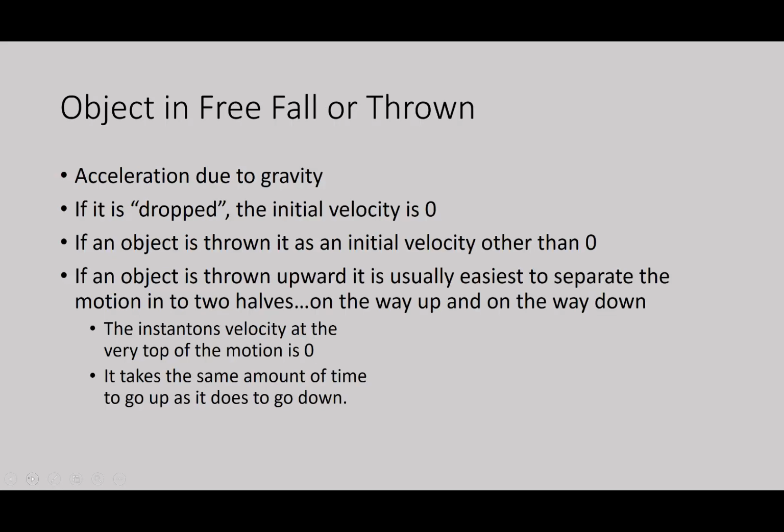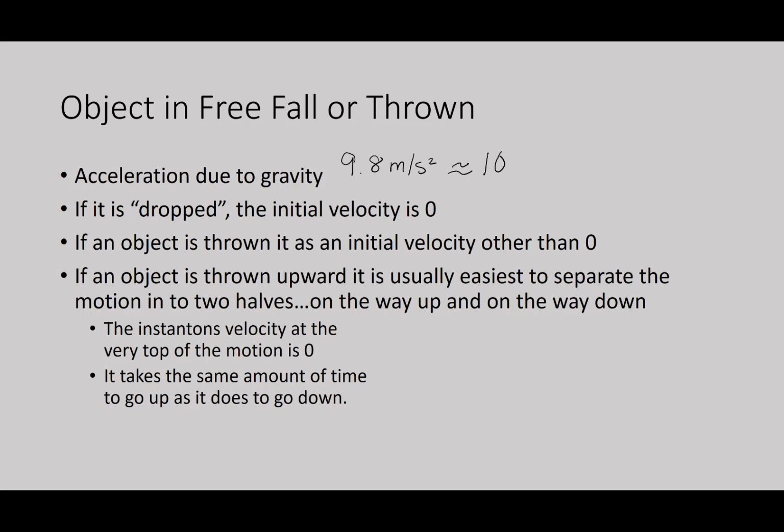All right, so we are going to primarily focus on objects that are in free fall or objects that are being thrown, usually upward, but they can be thrown downward. Some things to keep in mind. Even though it might not be explicitly stated, if it is in free fall, then we have acceleration due to gravity. And if you are here on Earth, the acceleration due to gravity is approximately 9.8 meters per second squared.